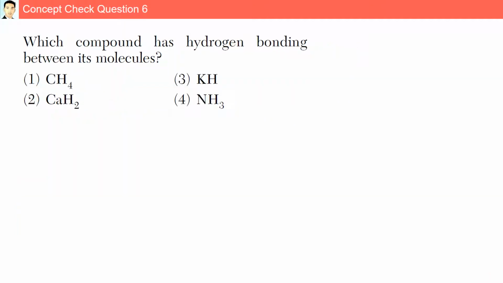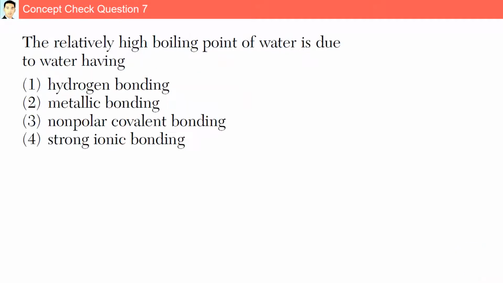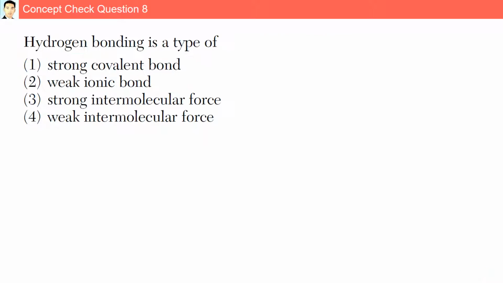Question 6. Which compound has hydrogen bonding between its molecules? Hydrogen bonding occurs between the fun molecules, fluorine, oxygen, and nitrogen. NH3 contains one of the fun molecules, nitrogen, therefore NH3 will have hydrogen bonding between its molecules. Question 7. The relatively high boiling point of water is due to water having hydrogen bonding.